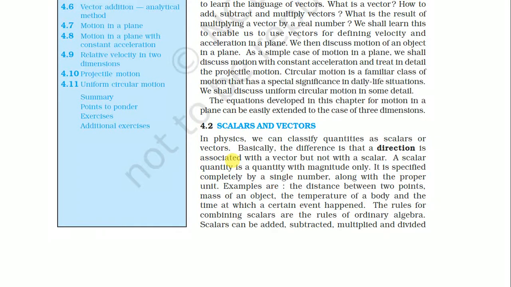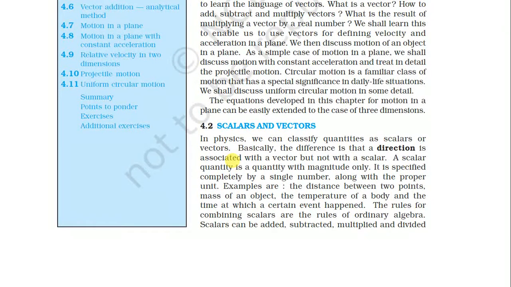And then, suppose time. Time is also a scalar quantity. How? We cannot say the time is 5 minutes in the north direction or in the south.